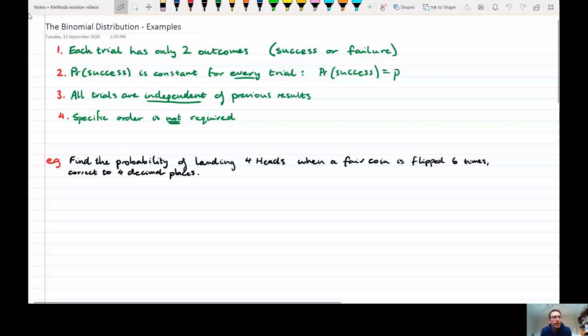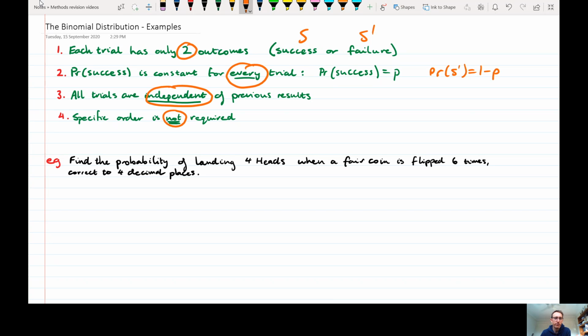So in this video, we're going to look at a couple of examples of how to use the binomial distribution. Remember from the previous video that each trial only has two outcomes in a binomial distribution, and we call them success or failure, or success or not success. Remember, these two are complementary events of each other, so the probabilities add to 1. The probability of success is constant for every trial. We call that P. So the probability of not succeeding, or failure, is 1 minus P, complementary events. All trials are independent of each other and specific order is not required.